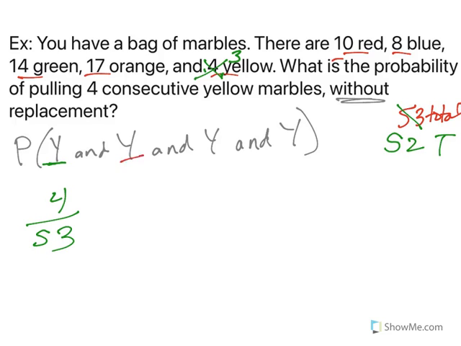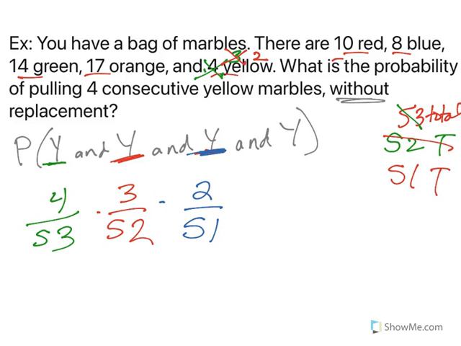Okay, so we do it again. Probability of a yellow. Now I have 3 over 52. Okay, so I took one out. Now I'm down to 2 yellows and 51 total. We do it again. So I'm now at 2 over 51. I'm down to just 1 yellow marble and 50 total marbles. And then we do it again. I'm down to 1 marble out of 50. Okay, so these are the 4.